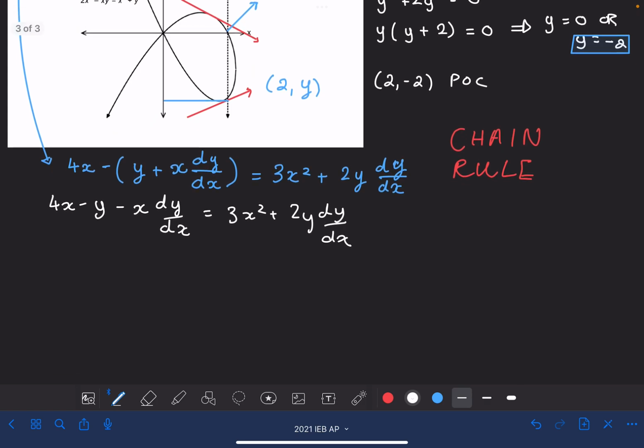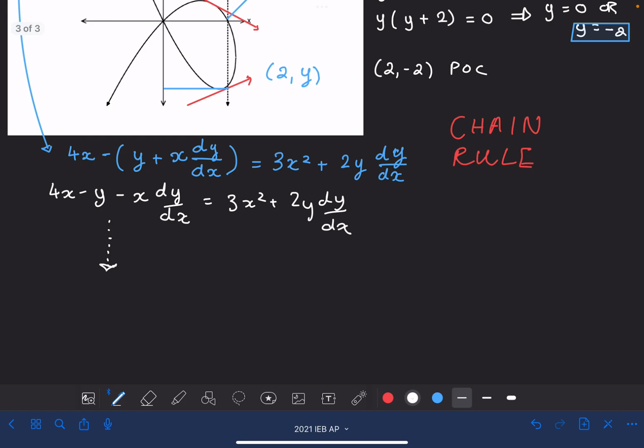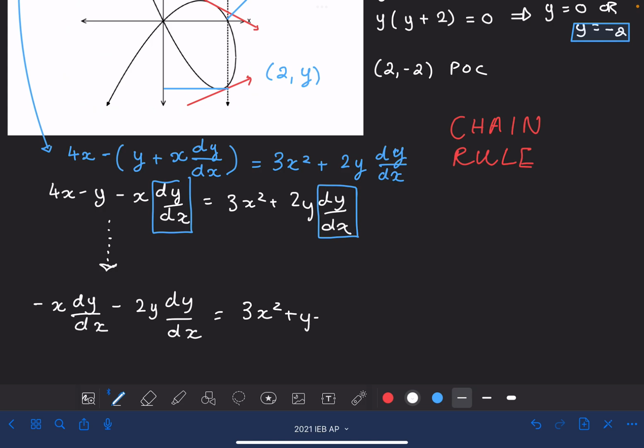Then after some simple algebra, which I'm going to leave out, you'll be able to isolate dy/dx, which is the end goal of this implicit differentiation. Once you've done that, you're going to be able to move the dy/dx terms to one side. So you'll have minus x dy/dx minus 2y dy/dx is equal to 3x squared plus y minus 4x.